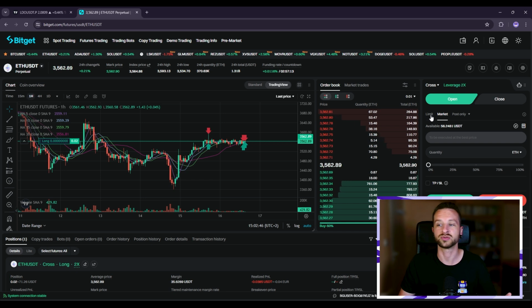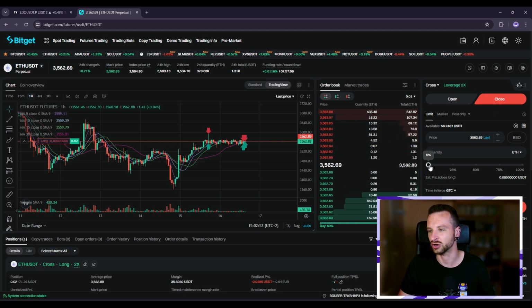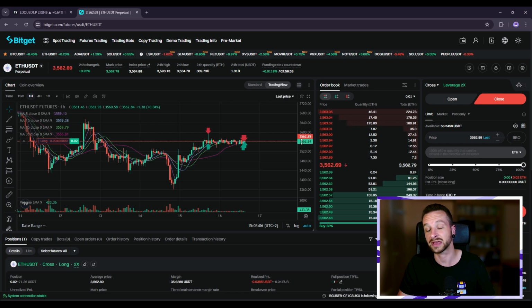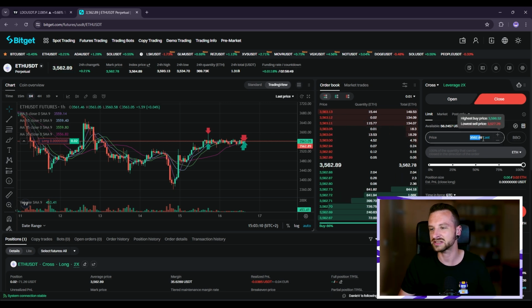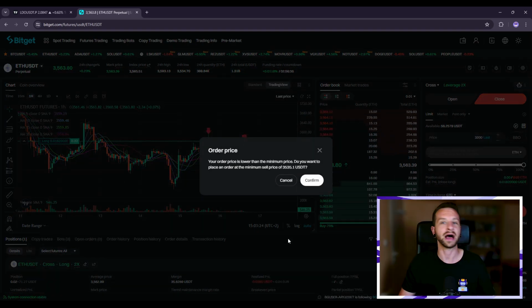So I was mentioning limit. With limit, what I want to do is close my long, so not open a new one. I'm closing 100% of the size of this open position. And then I need to give a price. The price is currently around 3,562. Let's say that my strategy, for whatever reason, tells me that my stop loss should be at 3,200. Great. So let's close the long, confirming, and I get an error.